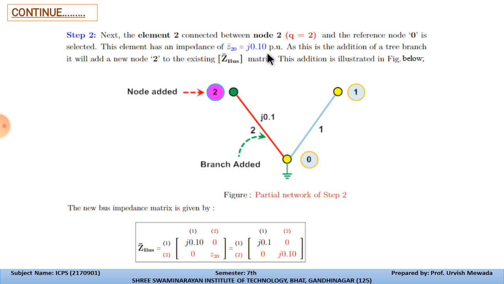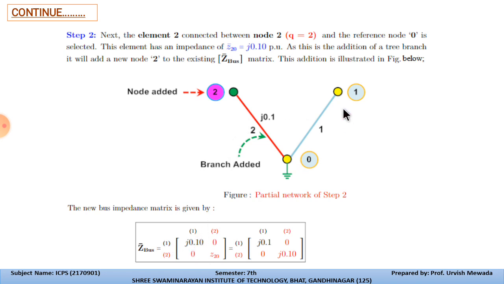So it is 0.10 pu. As this is the addition of a tree branch, a new node will be added to the existing ZBus of the previous slide. So this addition is illustrated as below. The ZBus will become j0.10, and the impedance of this link is Z20. So this indicates 1 to 1.